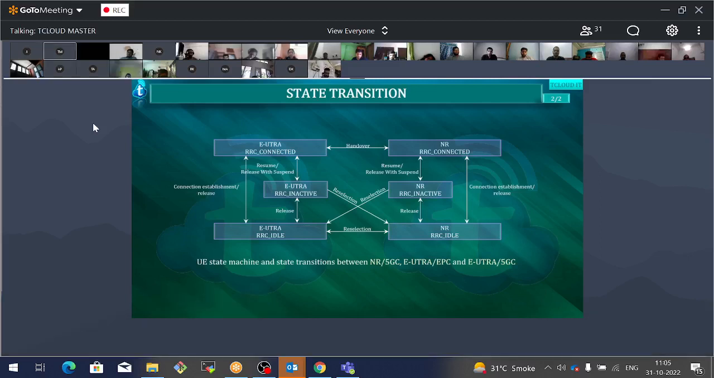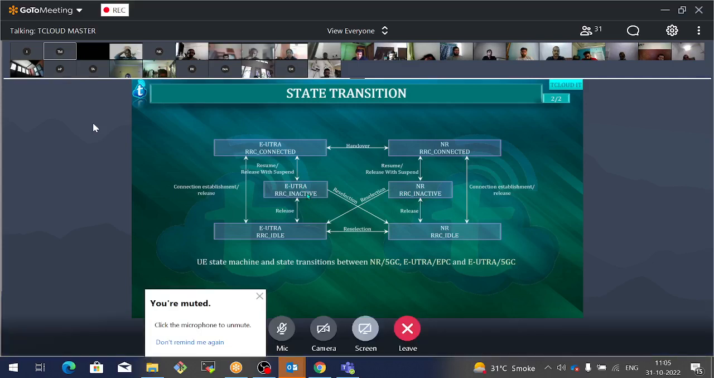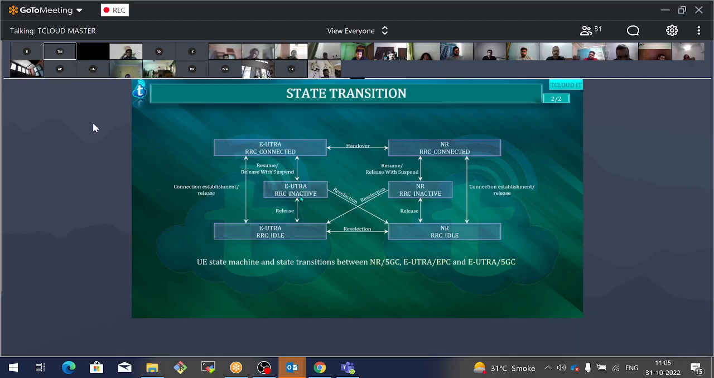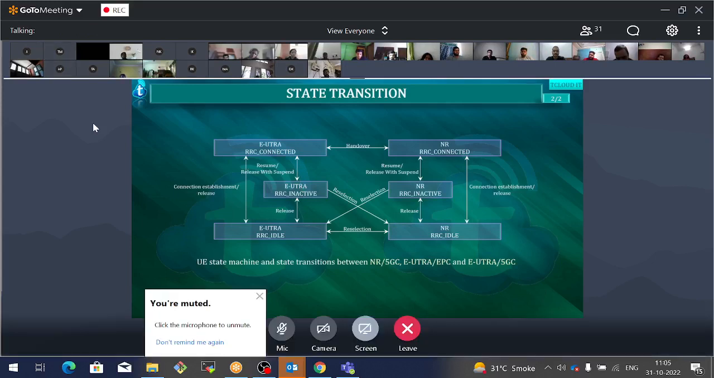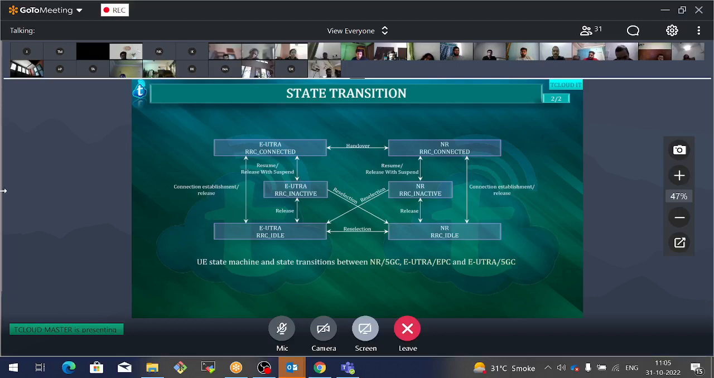For example, if the mobile is in RRC inactive state in an NR cell, but while measuring the cell signal strength it finds out the present cell is not good anymore but the LTE cell is good, then the mobile cannot move into RRC inactive in LTE. That is not possible. You have to first come to RRC idle, and if required, establish a connection and go into RRC connected. And from there, you have to come to RRC inactive.